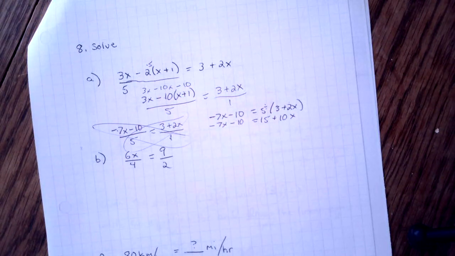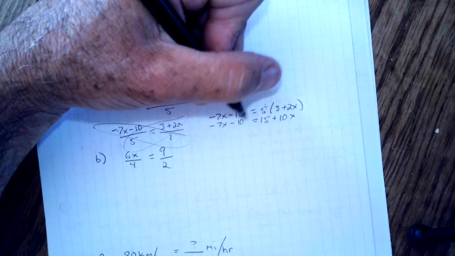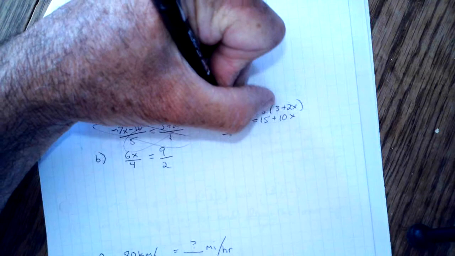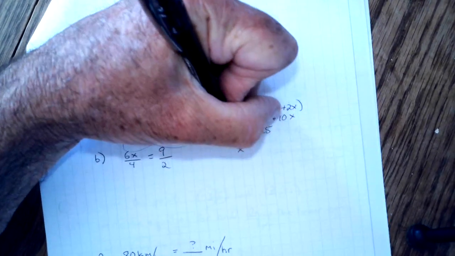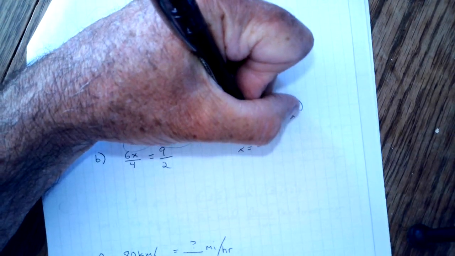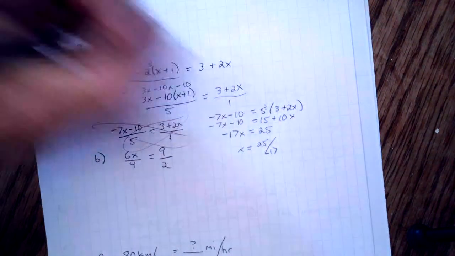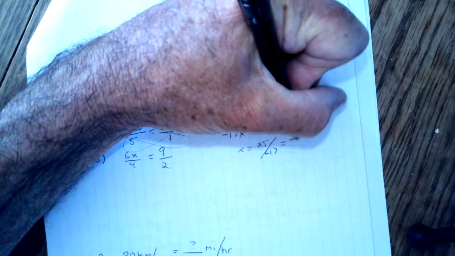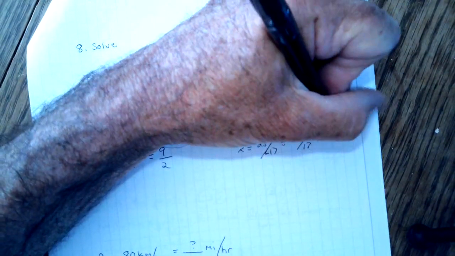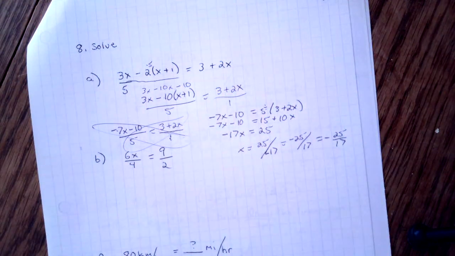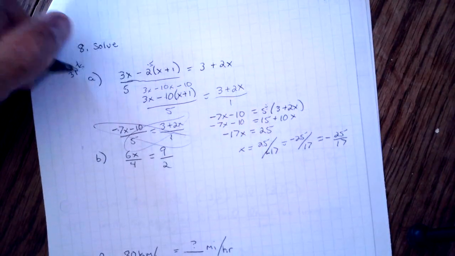And the next stage is going to be subtract 10x from both sides. I get negative 17x. So add 10 to both sides. I get 25. x equals 25 17ths. Just divide both sides by negative 17. That's a negative, so x equals negative 25 17ths, or negative 25 over 17. Any one of those three is the correct answer. That's worth 3 points. That was a hard one.